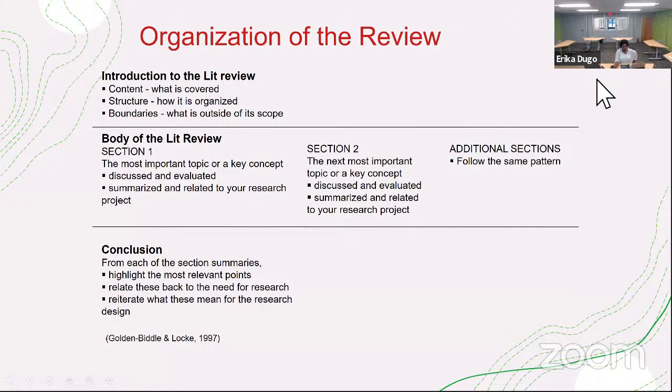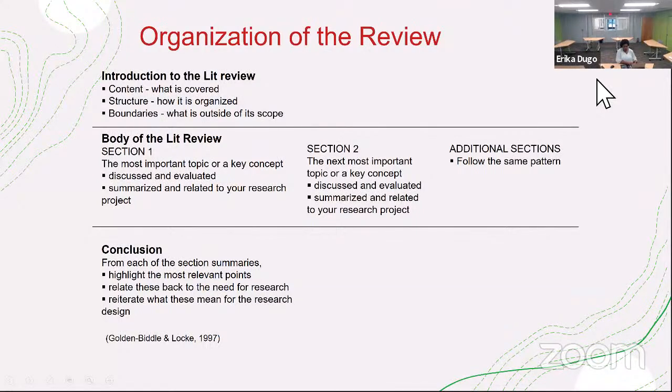So your literature review will be organized by introduction, body, and conclusion. In the introduction, you will focus more on the content, the structure, and the boundaries. So what information is being covered, how it will be organized throughout the literature review, and setting boundaries for those things that may be outside the scope of your particular focus area.